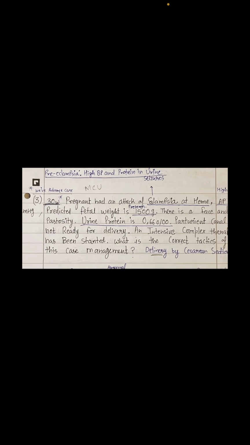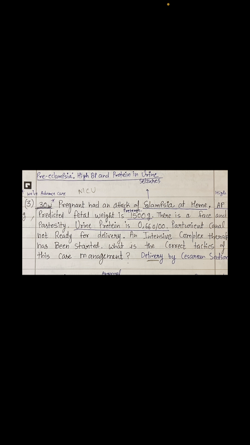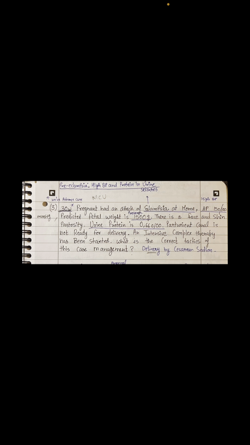The next patient is at 30 weeks of pregnancy and had an attack of eclampsia at home. Eclampsia means she got seizures; I'll explain eclampsia in the next portions. Her arterial pressure is 150 over 100.